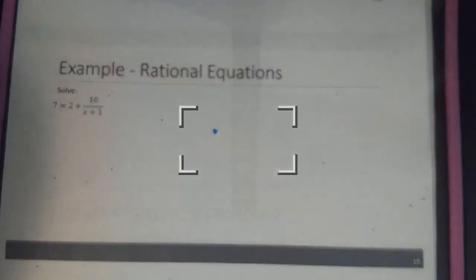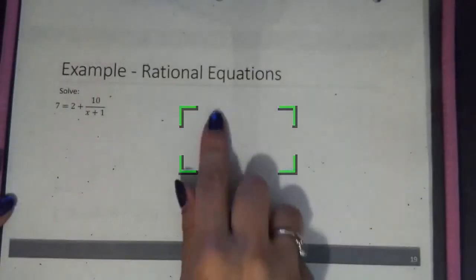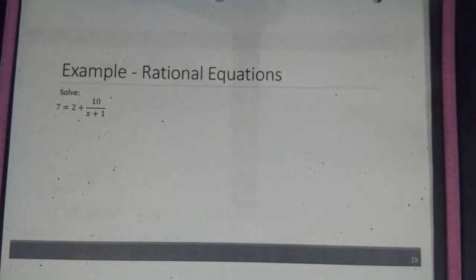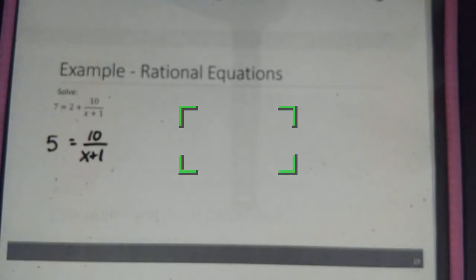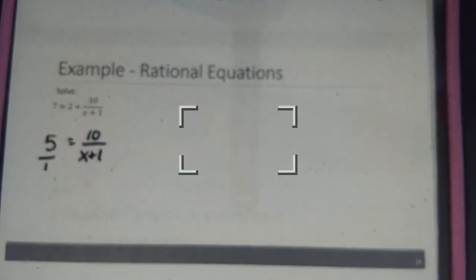We've got another one. 7 equals 2 plus 10 over x plus 1. This one's not fraction equals fraction, so we cannot use cross multiplication. But we could if we subtracted the 2 over. If I subtract 2 from both sides, I have 5 is equal to 10 over x plus 1. And then if I write my 5 as 5 over 1, then I can cross multiply because I have fraction equals fraction.